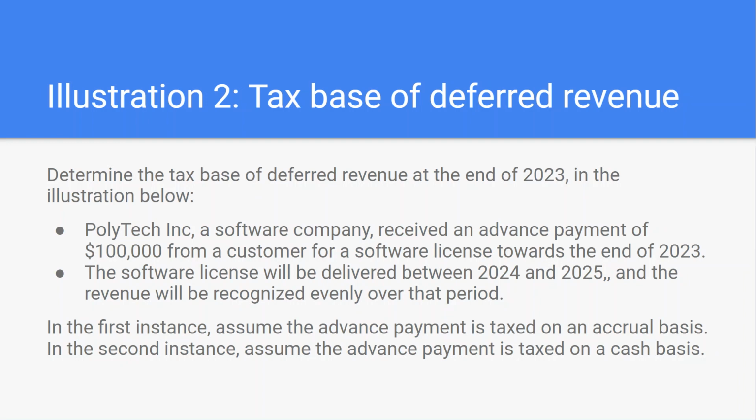And so what this illustration is that we want us to determine the tax base of revenue under 2 scenarios. So in the first instance, you want to assume that the advanced payment is taxed on an accrual basis. And in the second scenario, you want to assume that the advanced payment is taxed on a cash basis. Accrual basis means that the point where that cash is recognized as revenue, that's when it's going to be taxed. Cash basis means that the point where the cash is received, that's when it's going to be taxed.